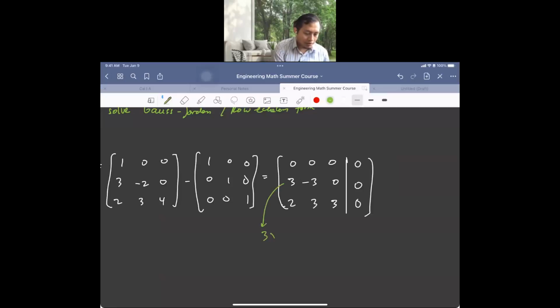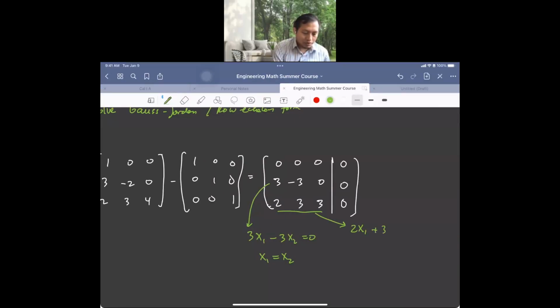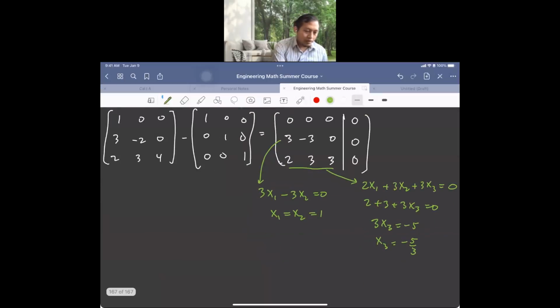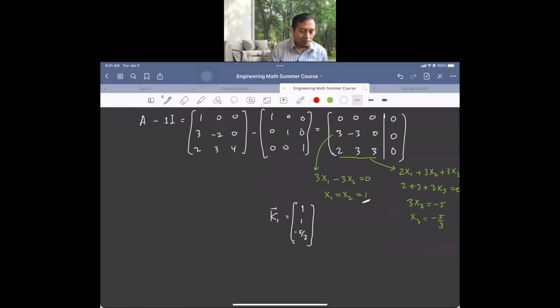If we take the second row, we can say that 3x1 minus 3x2 is 0. So we can say that x1 is equal to x2. And then the third row, we can write 2x1 plus 3x2 plus 3x3 equals 0. If we let this equal 1, we have 2 plus 3 plus 3x3 equals 0. So 3x3 is equal to negative 5, or x3 is negative 5 over 3. So we can write k1 as 1, 1, negative 5 over 3. We can choose this: if we let x1, x2 equal 1.